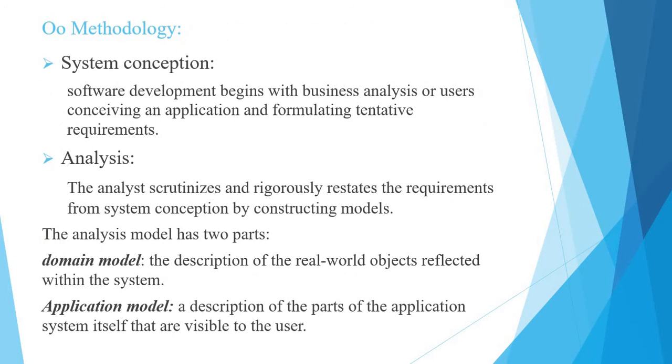We go through the OOA methodologies. System conception. Software development begins with the business analysis of the user conceiving an application and formulating tentative requirements. Next one is analysis. The analysis scrutinizes and rigorously restates the requirements from the system conception by constructing models. This analysis model has two types. The domain model: the description of the real-world objects is reflected within the system. In the application model, a description of the part of the application system itself is visible to the user.